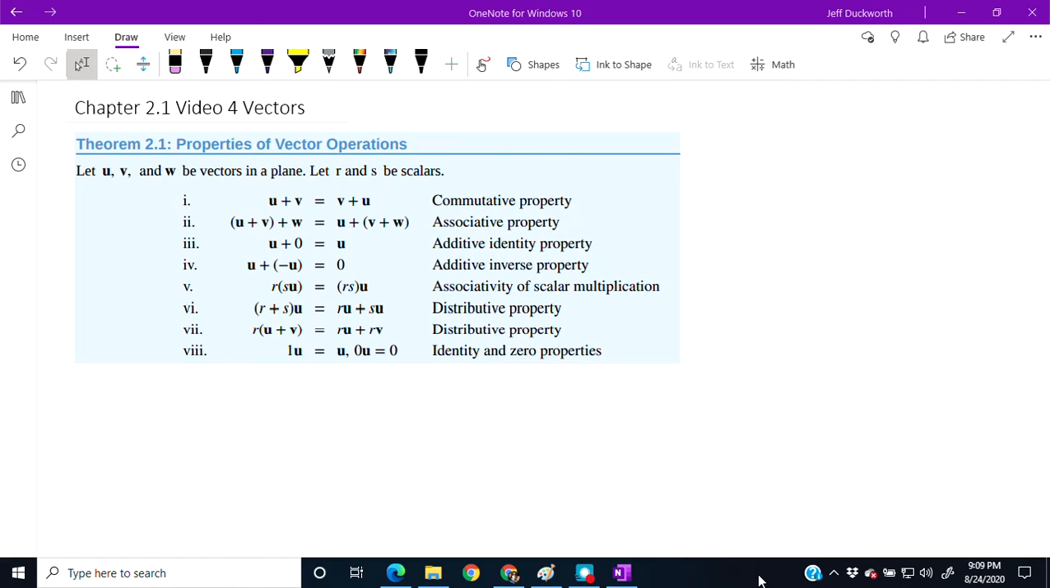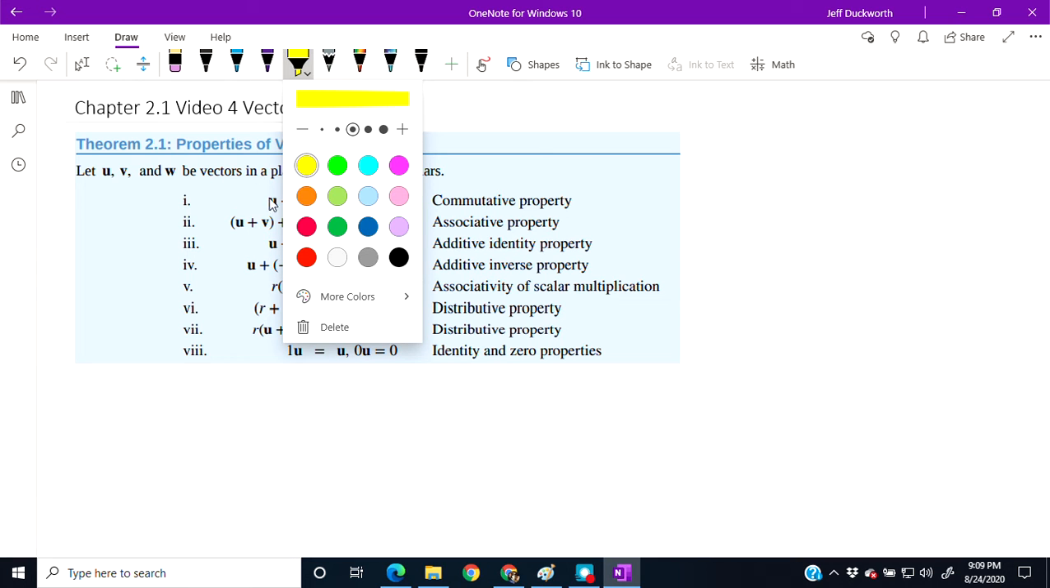In this video, we've come to our first theorem, and it's the properties of vector operations. Essentially, if you look at these different properties, every single property that you would expect to work from algebra actually does work. So the commutative property is just fine.